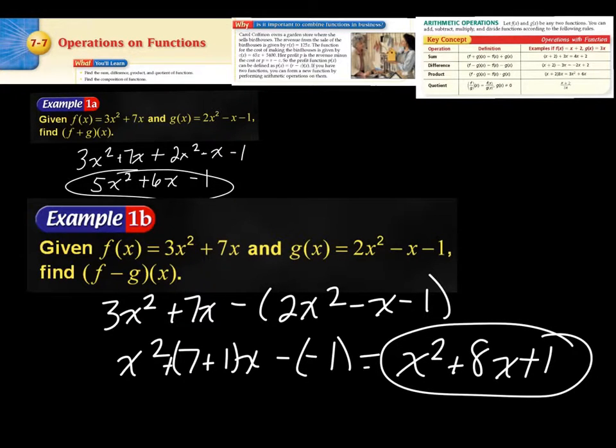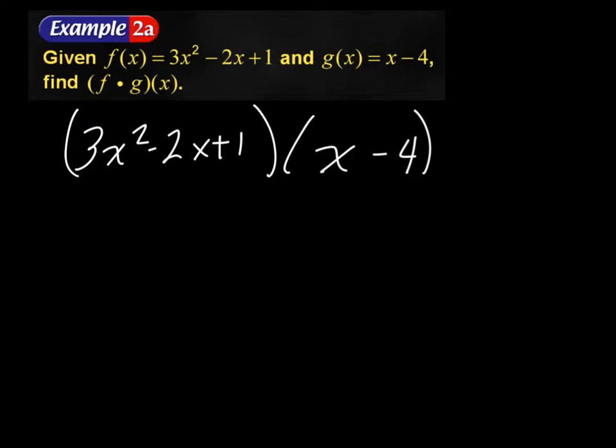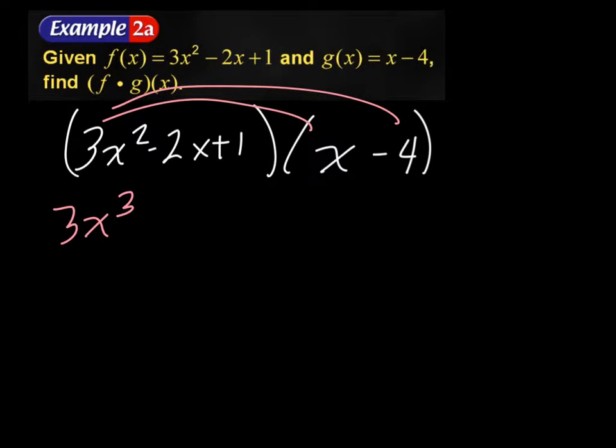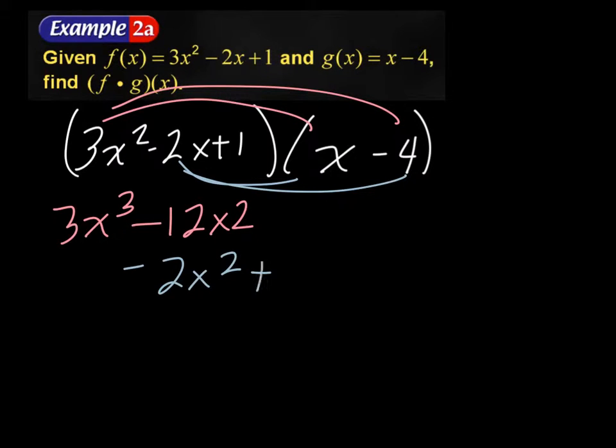Next, we'll look at multiplying and dividing. So if we have f of x equals 3x squared minus 2x plus 1 and g of x equals x minus 4, and we want to find the product, we're going to distribute. So we'll have 3x cubed minus 12x squared minus 2x squared plus 8x. And then plus x minus 4.